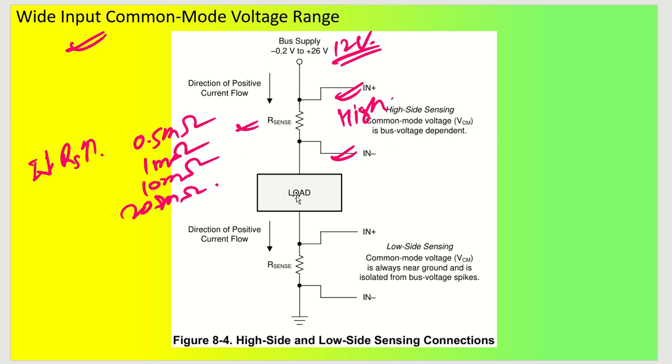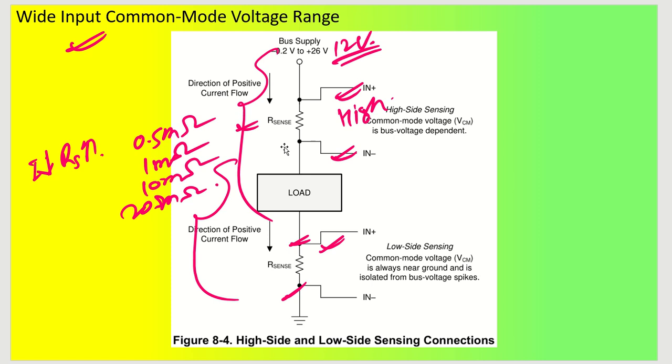If you talk about load here, and then low side. So low side, as you can see, to have a low side, you have plus connector at the low side, and then minus is near the ground. Okay, and you have again the same sense resistor. So either this will be one application, or another application will be this one.